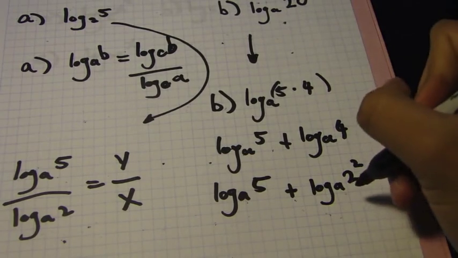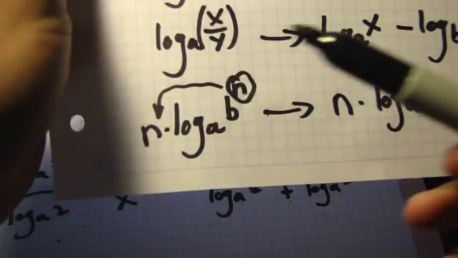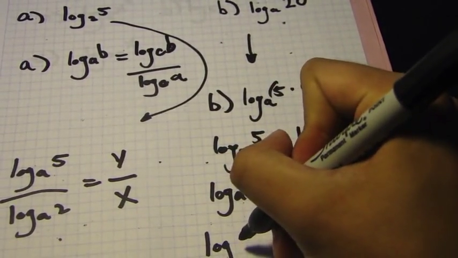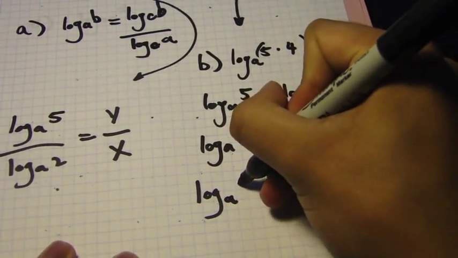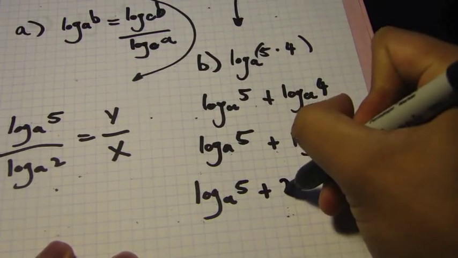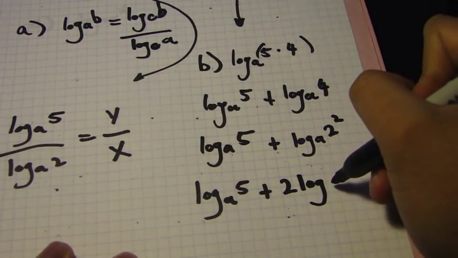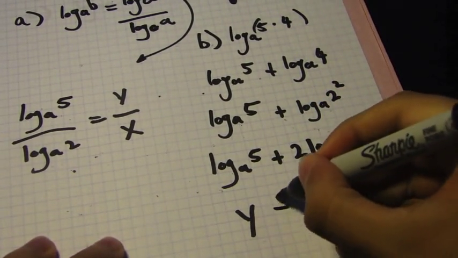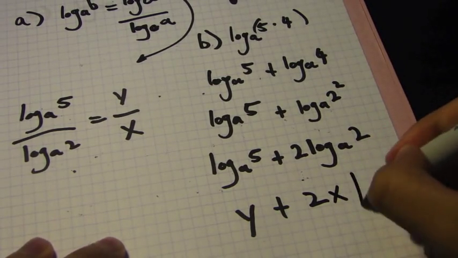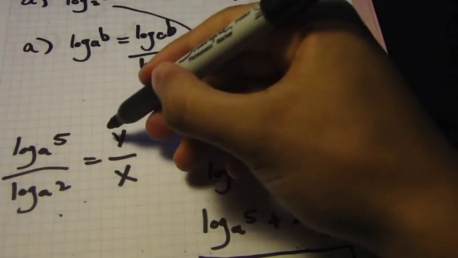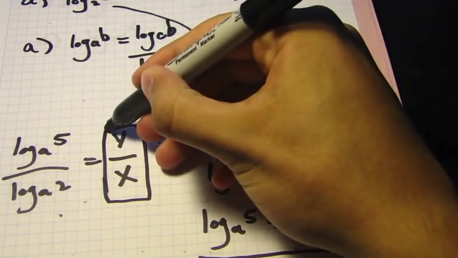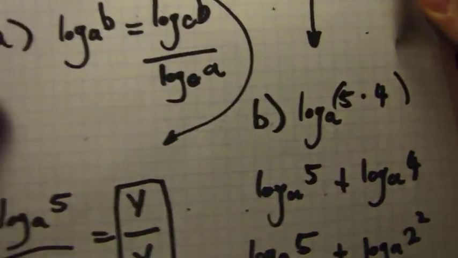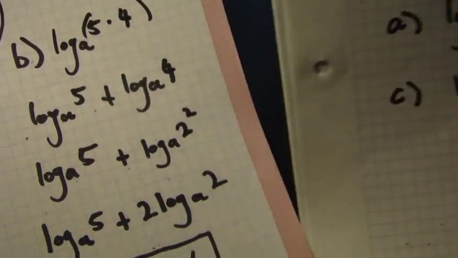And now for this log over here, just use this rule right here. So it will be log base A 5 plus 2 log A 2. So the answer for this one is y plus 2x. Alright, these are pretty easy. Once again, they come up a lot in the IB, and it's just very easy marks here. I'll do another similar question to this one, just with different numbers, of course.